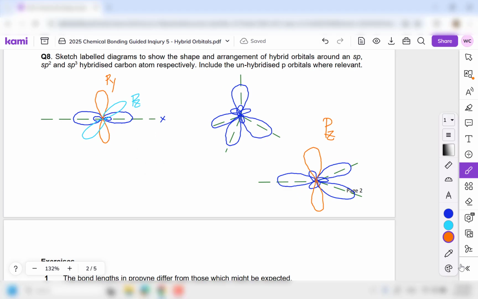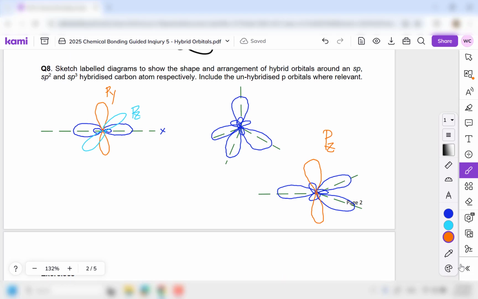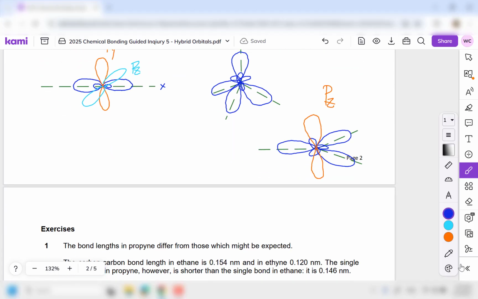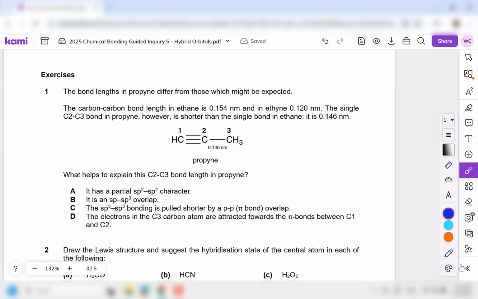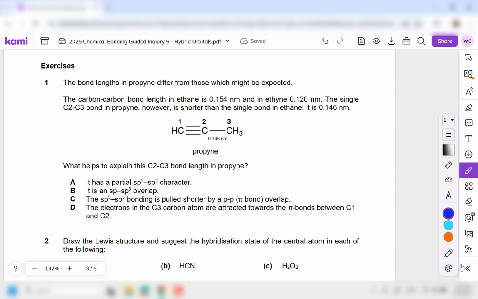Remember, try to use dotted lines to guide you in your drawing. It actually helps to make your drawing a little neater. Of course, if you're running out of time, then that's another matter. But usually, if you use dotted lines to guide you in your drawing, your answers will be a lot cleaner. So we're going to end off with exercises.